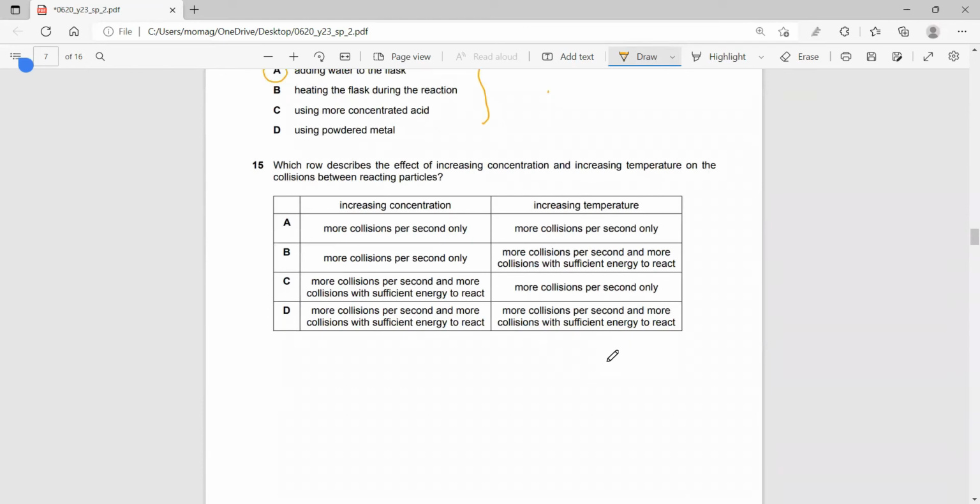Question 15. This question is very repeated. If you increase concentration, there are more chances of collision. But if you increase temperature, there are more chances of collision and more collisions with sufficient energy. Again, concentration gives you only more collisions. But temperature gives more collisions and more collisions with sufficient energy. Okay, we take a break and be back for question 16.